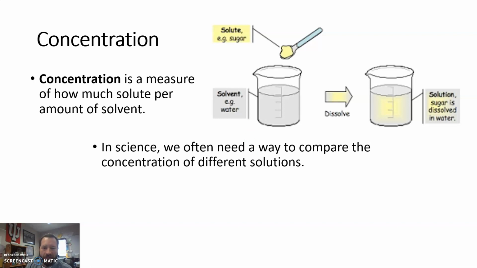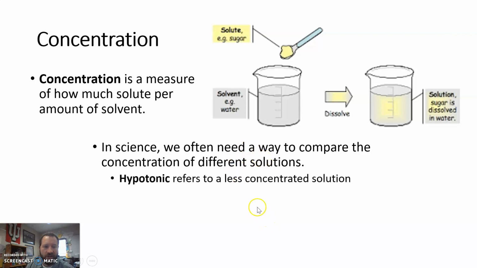In science, we often need a way to compare the concentrations of different solutions. So we have these terms, and of course these terms are going to look very much similar. That's science for you. But make sure you take a look at them and understand the difference between these terms. So the first one is hypotonic, and this refers to a solution that's less concentrated. Think of hypothermia. Your temperature is lower than it should be, so hypo means less concentrated.